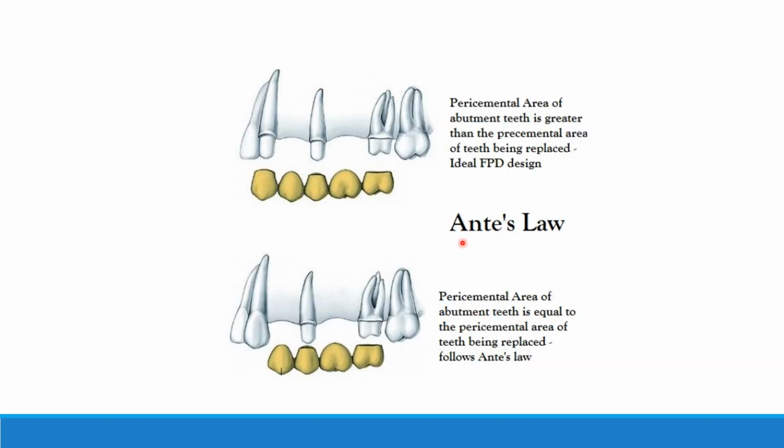Again, Ante's law, guys. The pericemental area of the abutment teeth is greater than the pericemental area of the teeth being replaced, right? In the second photo, you can see the pericemental area of the abutment teeth is equal to the pericemental area of the teeth being replaced. Okay, so this is equal, right? Two pontic and two abutment. Here there are three abutments and two pontic, guys.